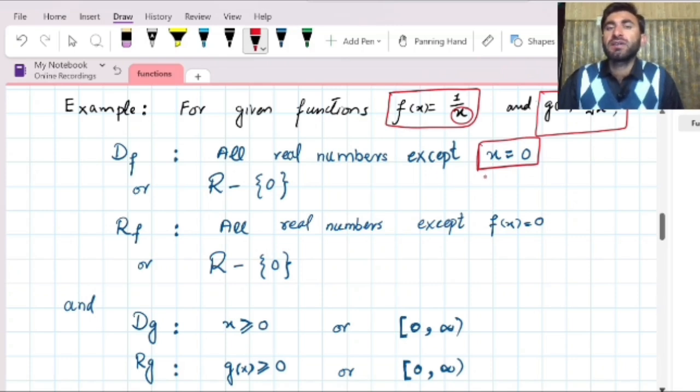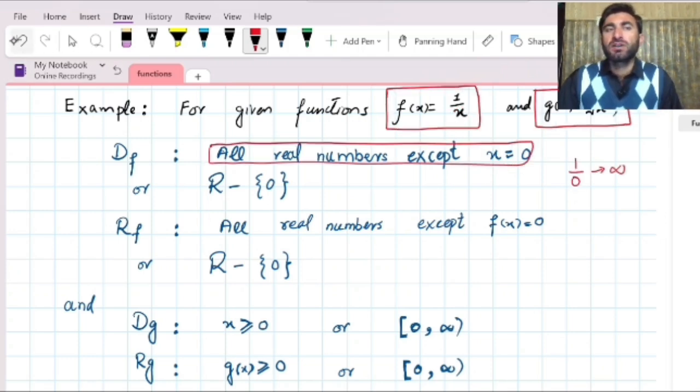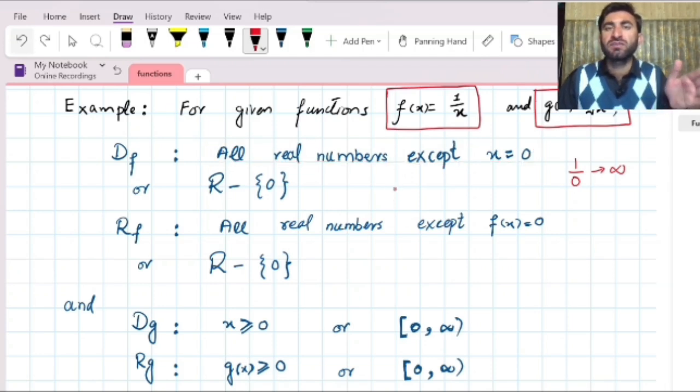It cannot be 0 in the denominator because it will turn into an undefined function. So the domain of the function is all real numbers. We can put any number in this function except 0, or we can directly write it as x not equal to 0. That will be enough.